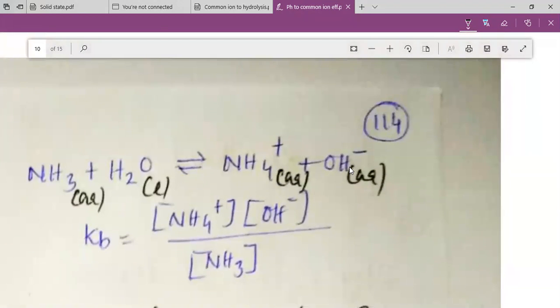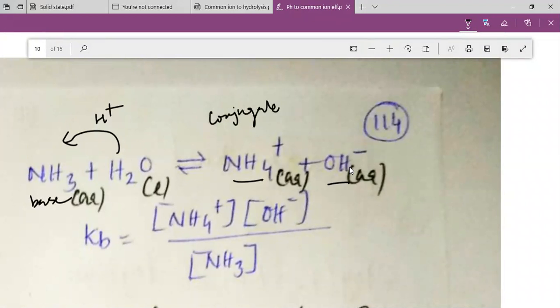Now, suppose ammonia, when it reacts with water, produces NH4+ and OH-. Here ammonia behaves as a base, it accepts H+ from the water, and thus it behaves as a base. And this is the conjugate acid.